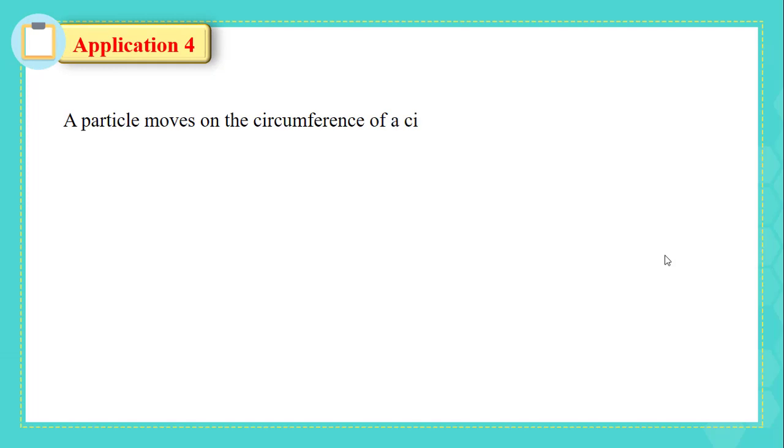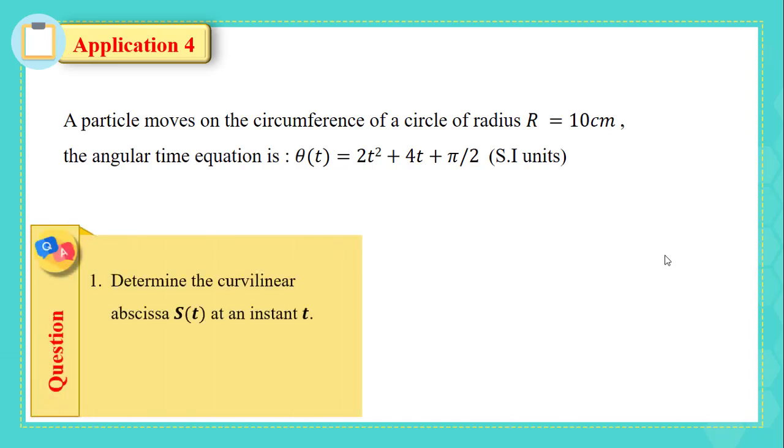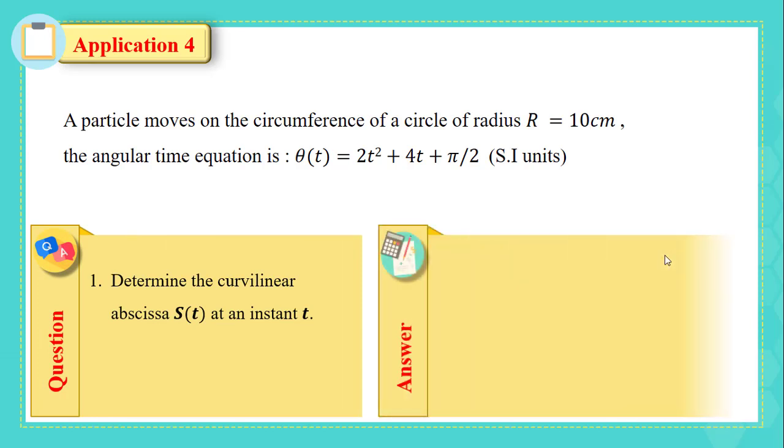Application number 4. A particle moves on the circumference of a circle of radius r equal to 10 centimeters. The angular time equation is theta of t is equal to 2t squared plus 4t plus pi divided by 2 in SI units. Part 1. Determine the curvilinear abscissa S of t at an instant t. To find S of t, use the relation S is equal to r theta, and this will give 0.2 t squared plus 0.4 t plus 0.1 pi divided by 2.